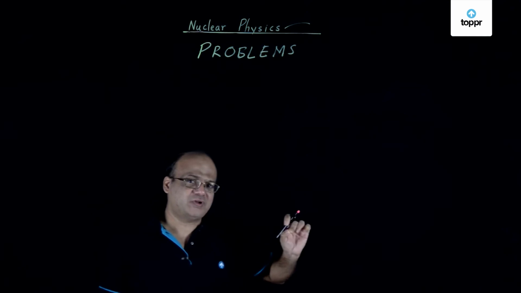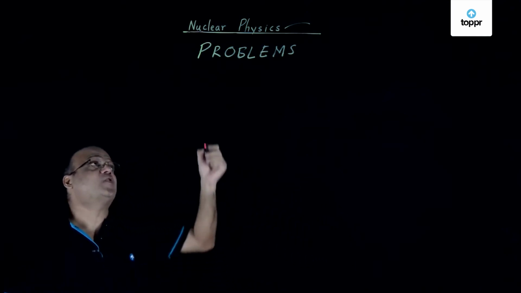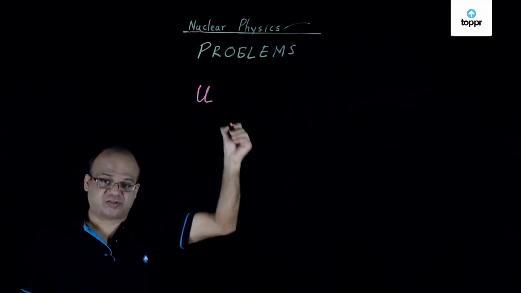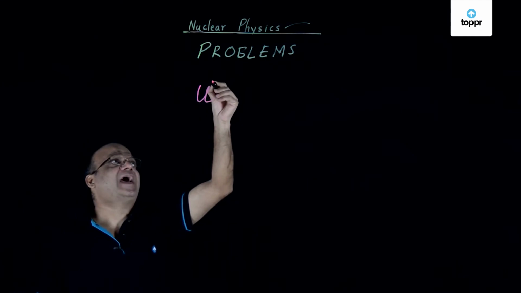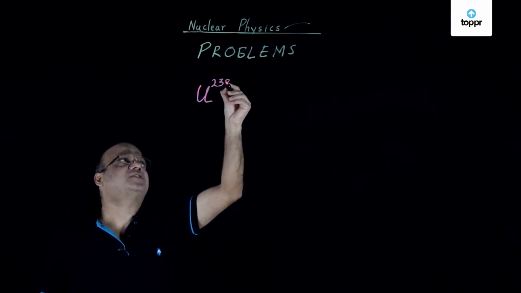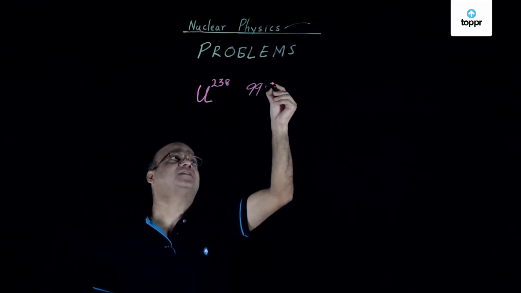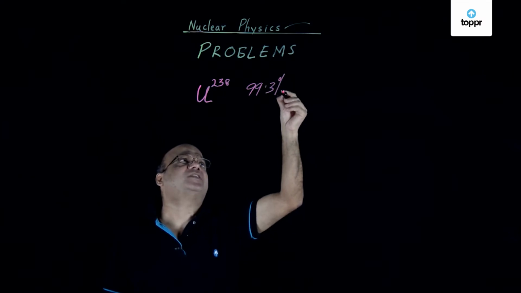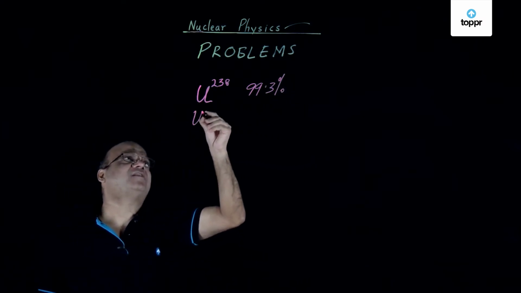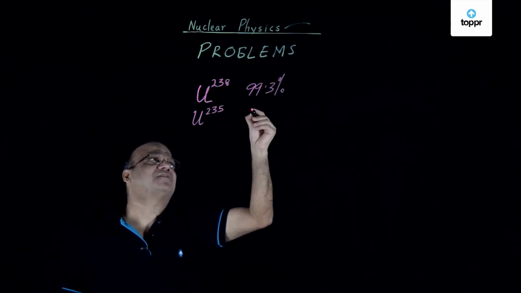Now we'll solve one more problem on radioactivity. Uranium ores on Earth at the present time have a composition of 99.3% of uranium 238 and 0.7% of uranium 235.